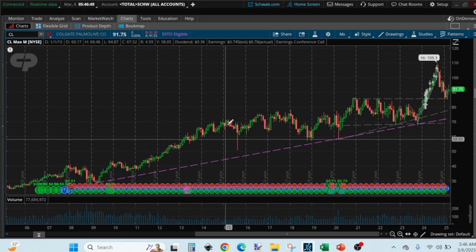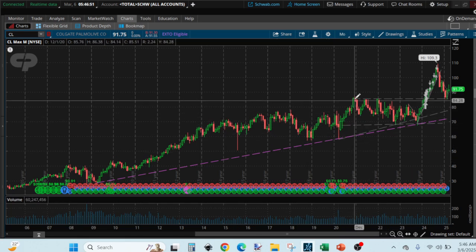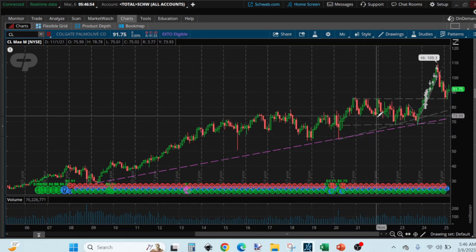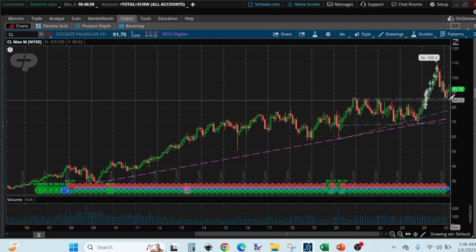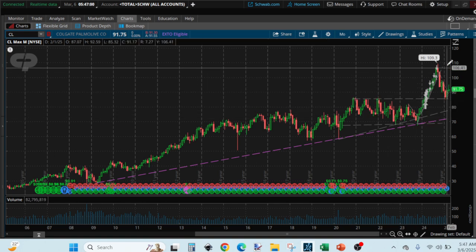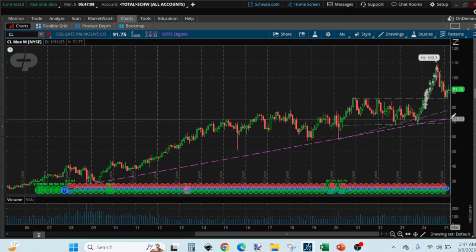Do you see how it goes down, goes back up, goes down, goes back up? It could do that here. From here it could go up, go back down, and then it will try to come down to here at some point.